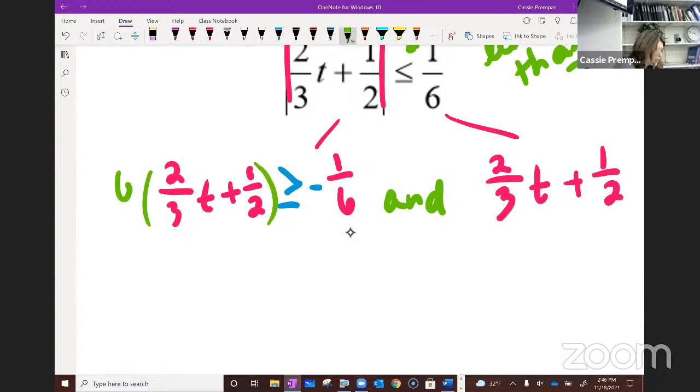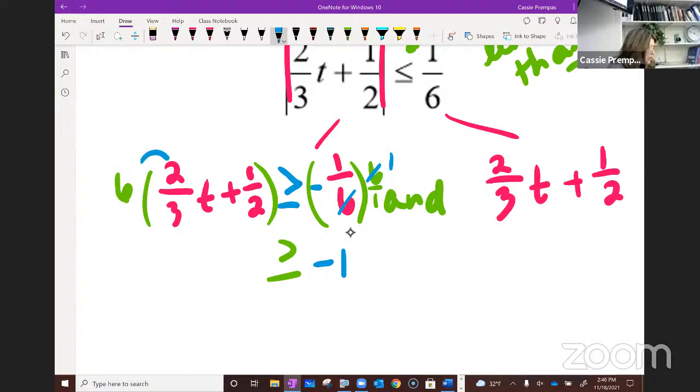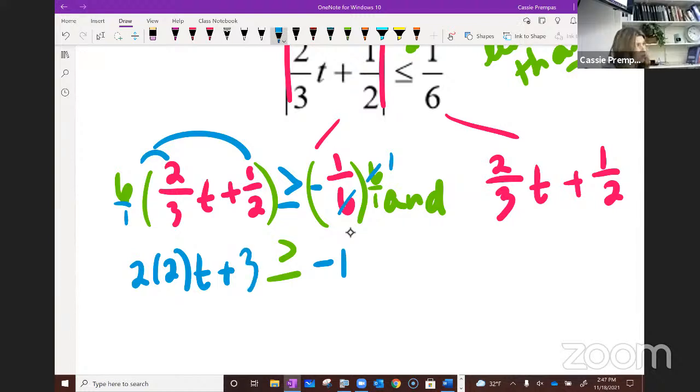6. Good. So I'll multiply this side by 6 and this side by 6. I'm going to start with the right side because it's easier. What's 1/6 of 6? Yes, it's 1. How many times does 6 go into 6 evenly? 1. So this is just a negative 1. And then distribute it in. How many times does 3 go into 6 evenly? 2. So I have 2 times 2t plus, how many times does 2 go into 6 evenly? 3. Good. And we got rid of all the fractions.